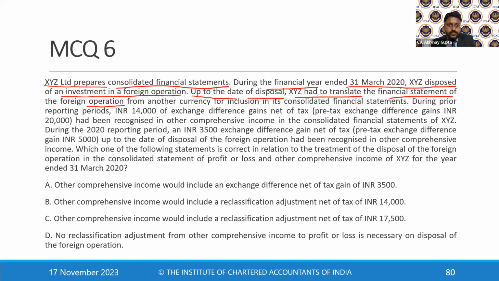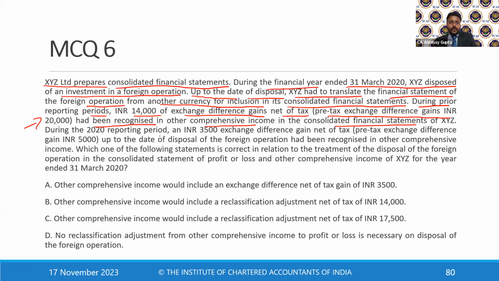from another currency for inclusion in its consolidated financial statements. During the prior reporting periods, INR 14,000 of the exchange difference gains, net of tax, pre-tax exchange difference gains INR 20,000 had been recognized. So 14,000 is the exchange gain or loss net of tax, and the pre-tax exchange gain or loss is 20,000 given in the question. And it was recognized in OCI in the consolidated financial statements of XYZ Limited.